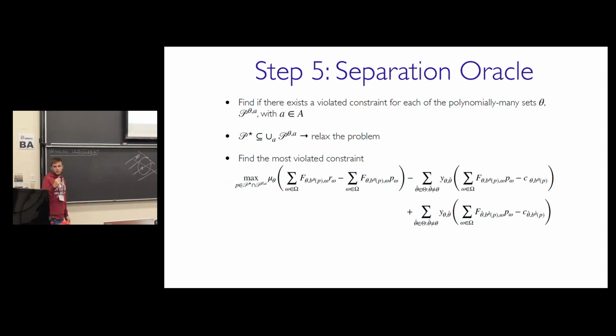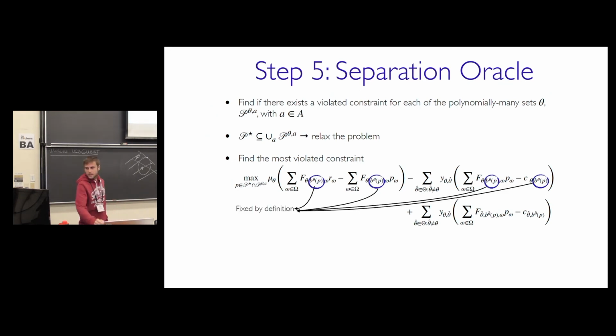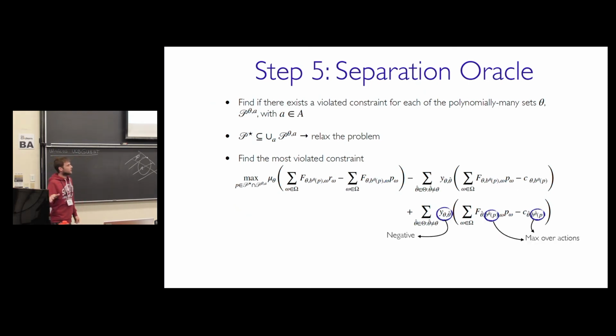In these maximization problems, the variable is the payment vector, and these maximization problems are usually linear once we fix the best responses of the agents. Since we restrict our attention to P theta A, the best response of agent theta is fixed. So the first two components of these utility functions are linear, while the third component has a negative coefficient by construction.